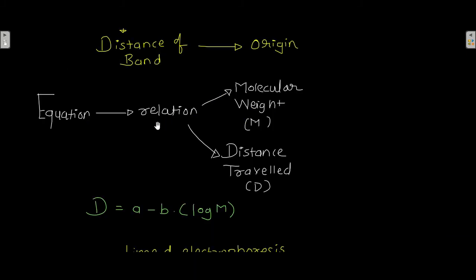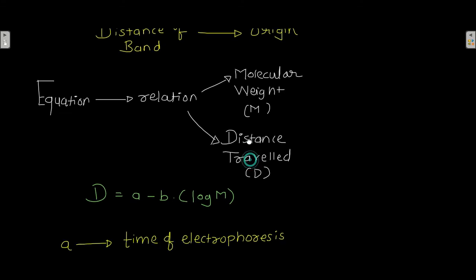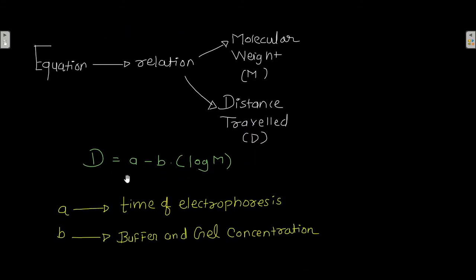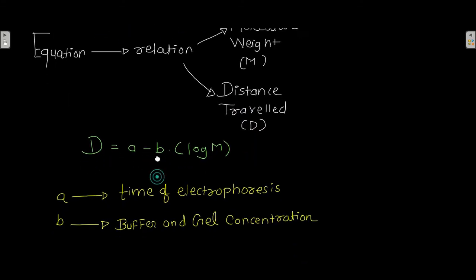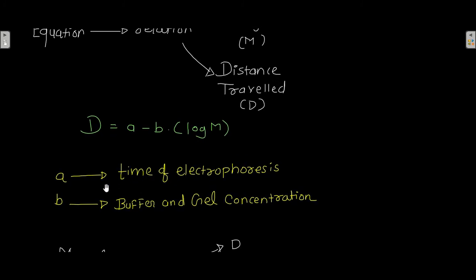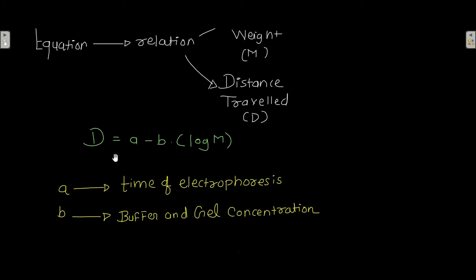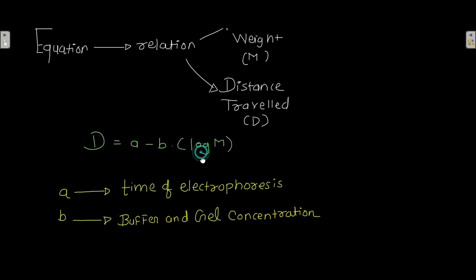Now, the equation which gives the relation between the molecular weight and the distance traveled is D = A - B log M, where A is the time of electrophoresis and B is the buffer and gel concentration. So the distance traveled is equal to A minus B multiplied by the log of molecular weight.